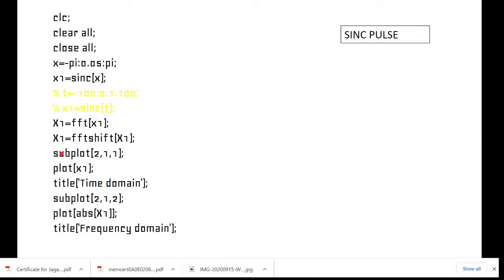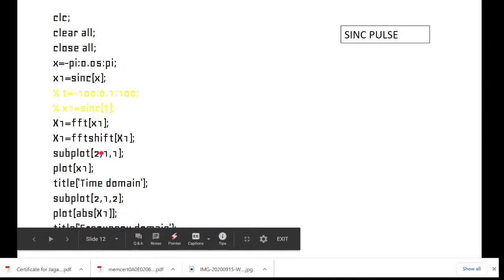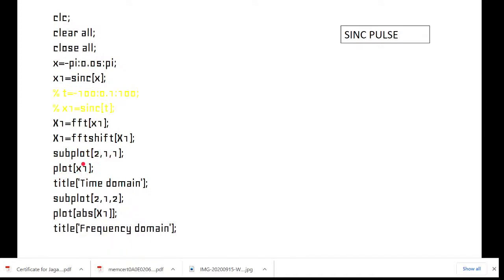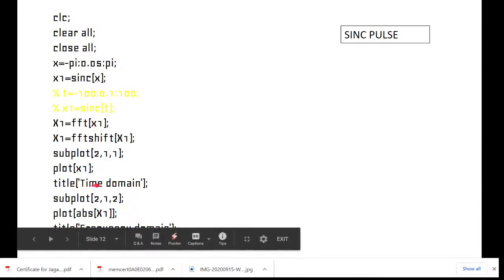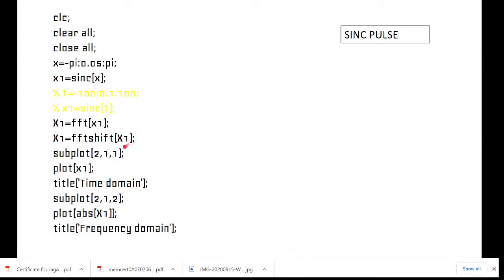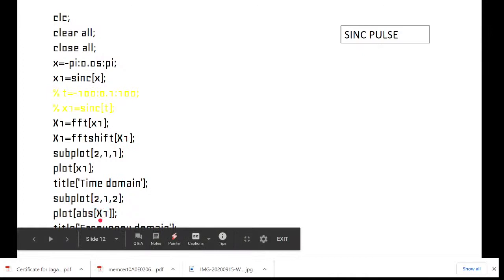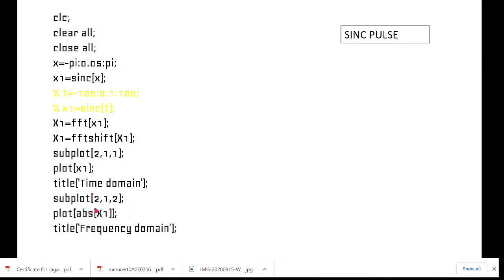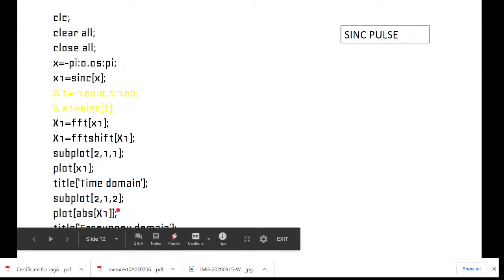Okay, and then we want to plot all this. We have two subplots. In the first subplot we plot x1, which is nothing but the Sinc pulse. That will be the time domain representation. In the second subplot we plot the absolute value of x1. So x1 comes from here: x1 is equal to the FFT shifted version of the FFT of the Sinc pulse. We choose the absolute values only for plotting, and we title it the frequency domain.